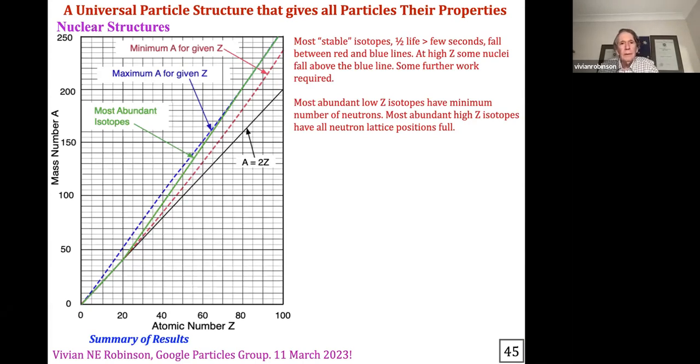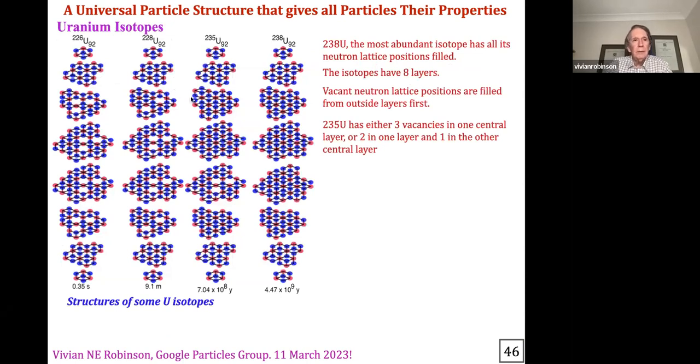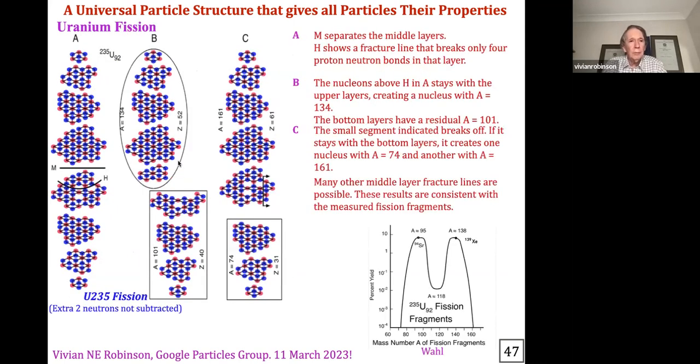I'd like to very, very briefly go on to uranium, because of the interest in it. U-238, again, has all neutron lattice positions filled, while 235 has neutron vacancies, as you would expect. The interest in uranium is in fission, so I just want to show you quickly what's happening there. This is the same U-235 as shown before. It's an 8-layered structure.